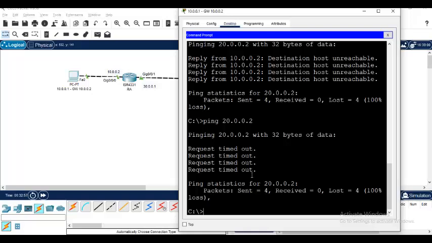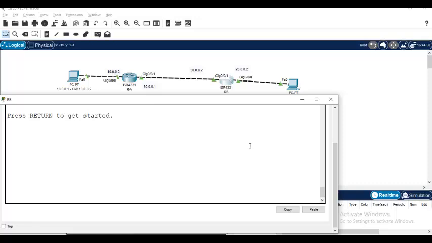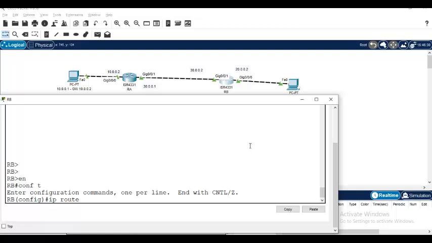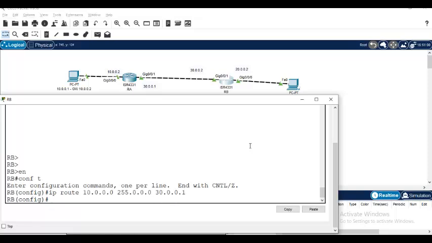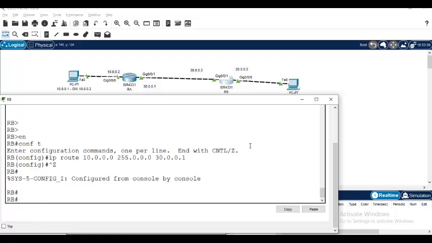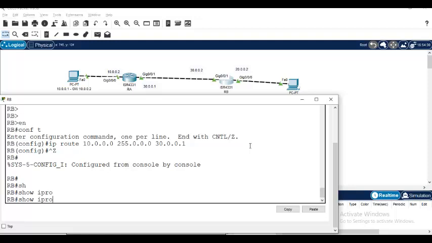Let's go to this router and try writing the route. IP route, 10 network, any traffic that needs to go, send it to 30.0.0.1. See, it is not showing any message because this is the right way, the best way. Show IP route. You see, this is also there, but it is saying I need to send the packet to this address. It is not showing the exit interface. It shows where to send.